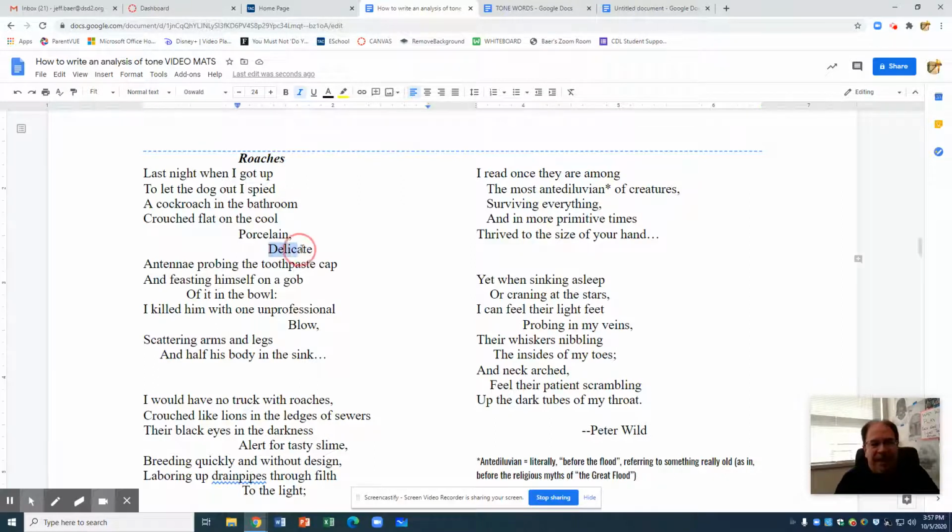Let's take a look at the word delicate right here in the middle of the first stanza. The word delicate almost has a feminine kind of connotation, right? And when we think of something that's delicate, it's something that we need to take great care with. It's something that we need to protect, something that's easily broken, right? So if you just take that word, you could say, oh, well, this guy is really protective of roaches, and he really wants to make sure that no harm comes to the roach. That might make sense out of context.